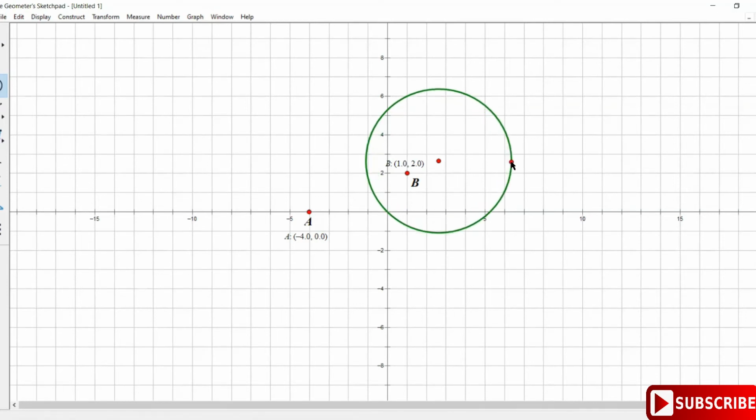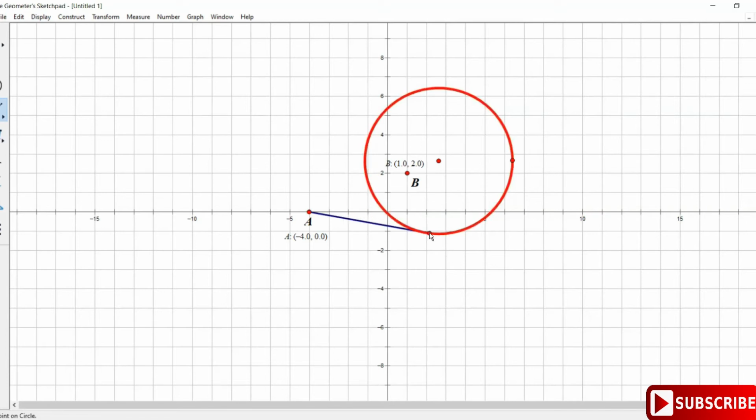This is about 3.6, somewhere about here. So this is how the locus looks. Then you might say, sir, what is that? Now, all it is saying is that if you were to take from A to any point on the circle, let's say from here to here.